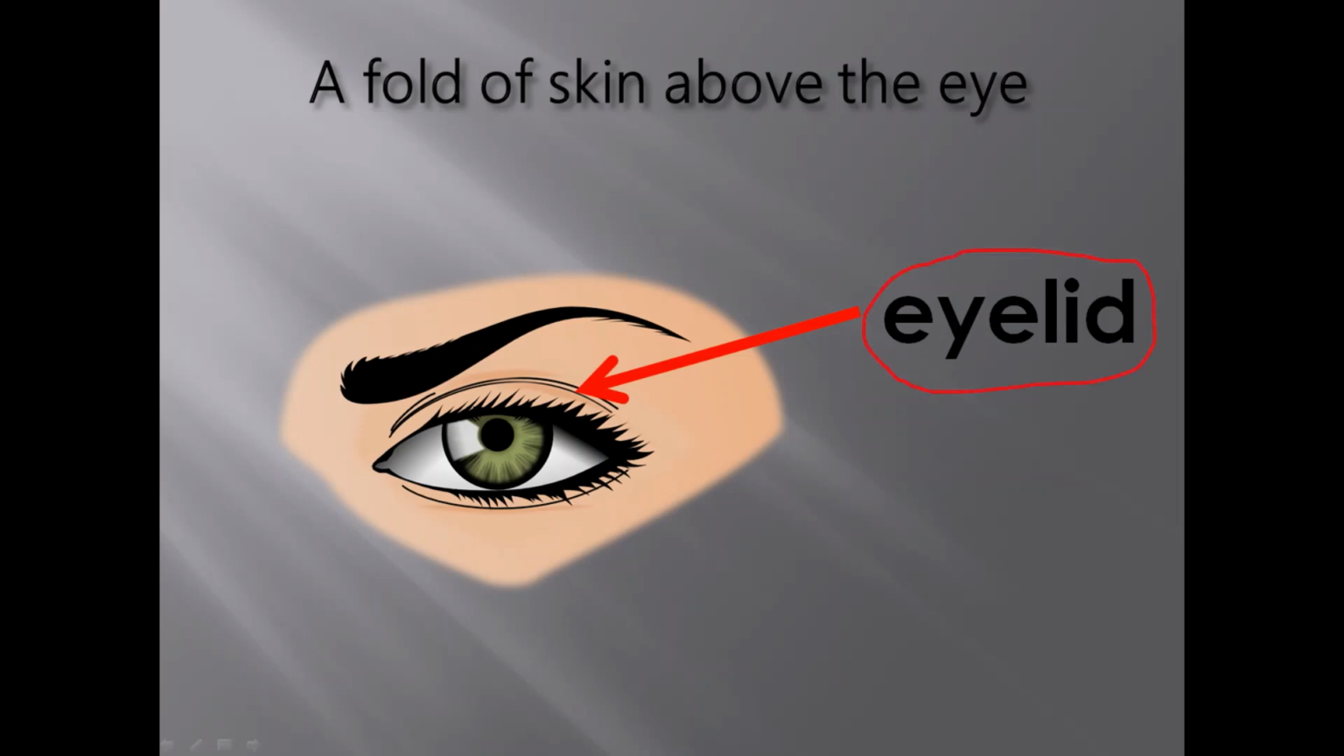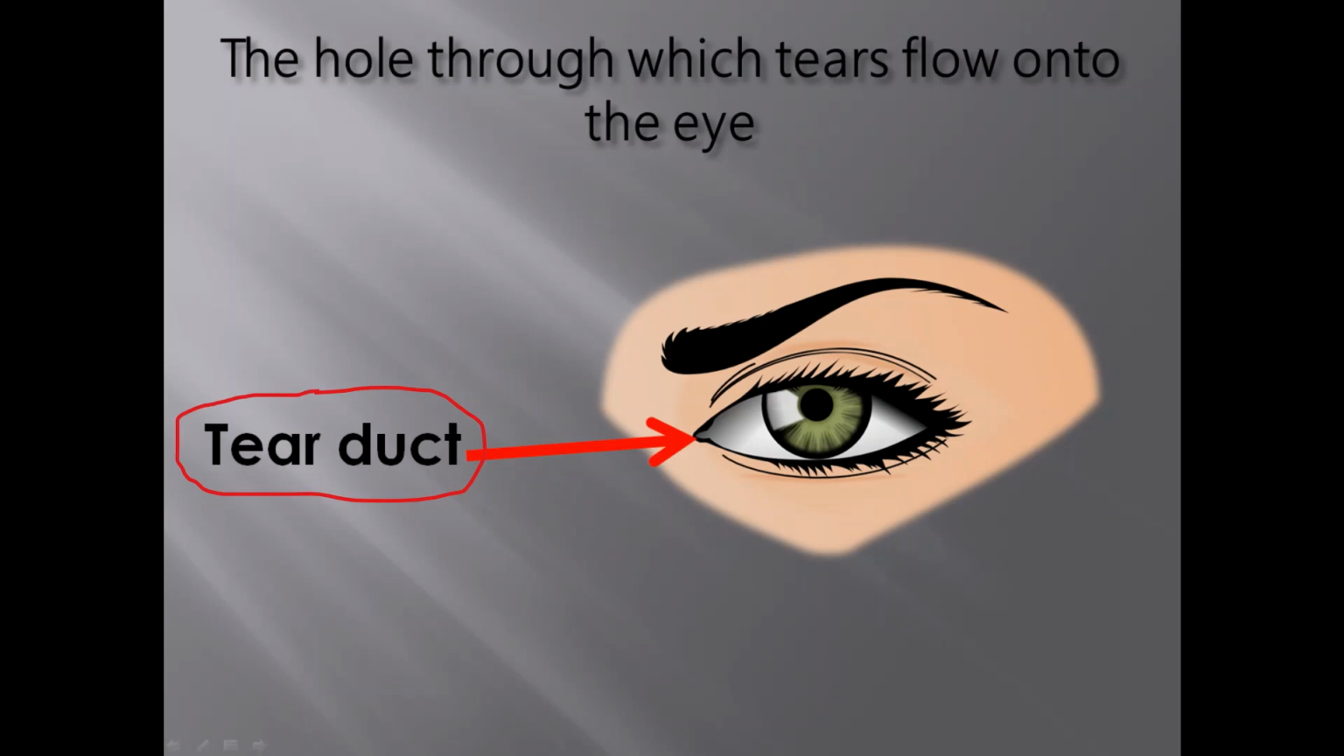The eyelid is a fold of skin above the eye here. Again, what I'm circling and highlighting here, that's the eyelid. Basically, it's the fold of skin above your eye that closes when you sleep at night. That's basically your eyelid. The tear duct is the hole through which tears flow onto the eye.